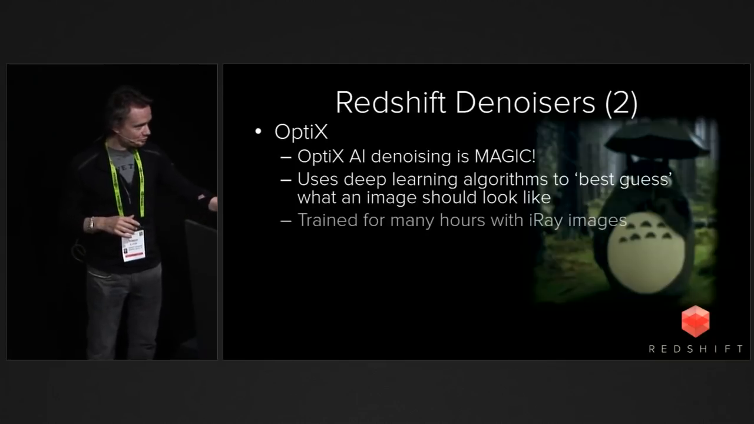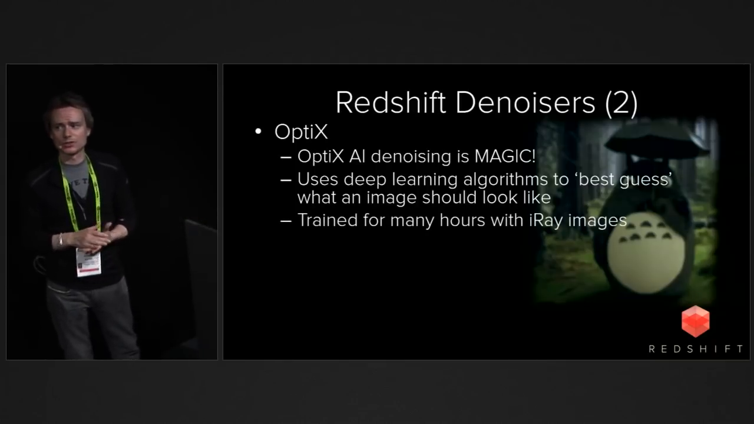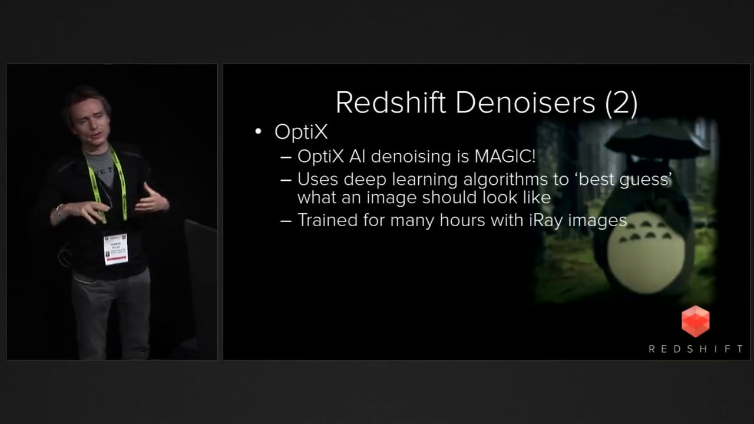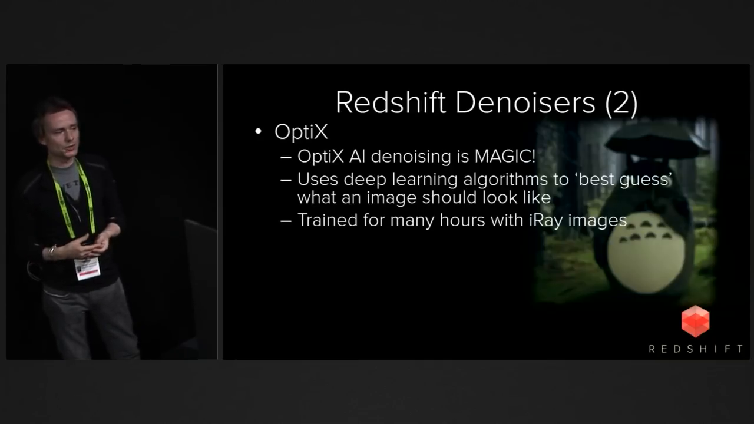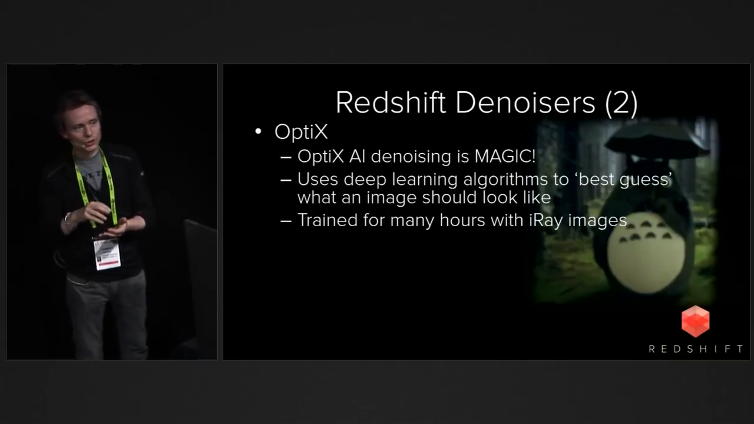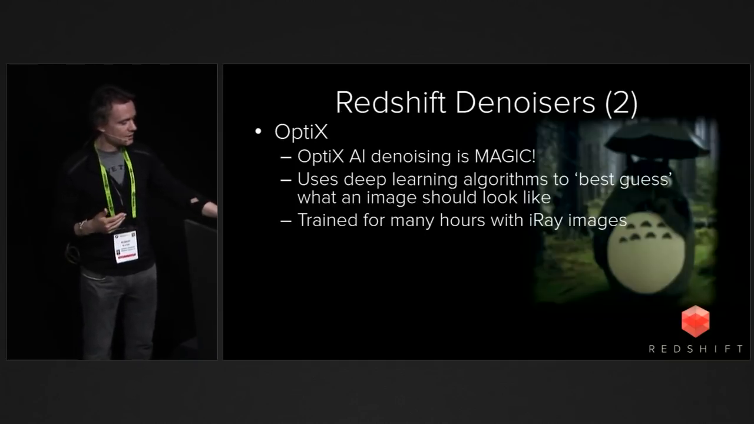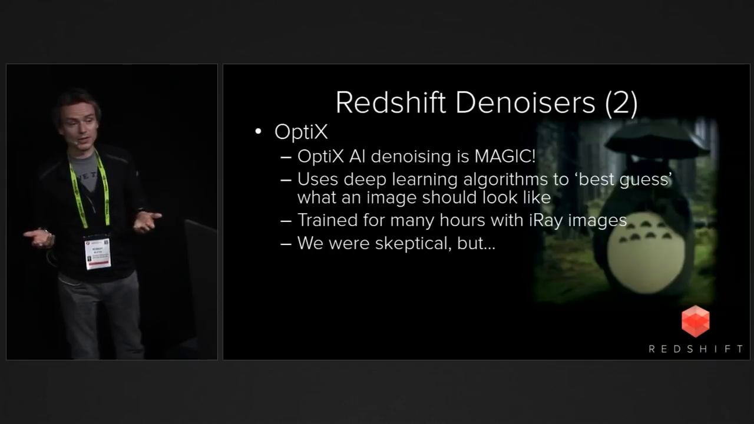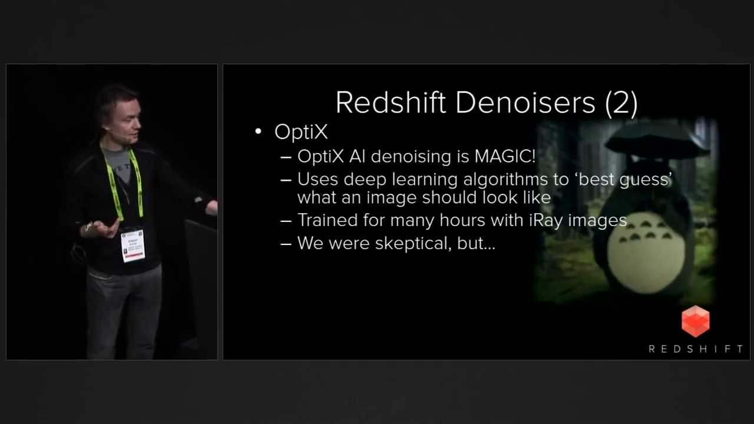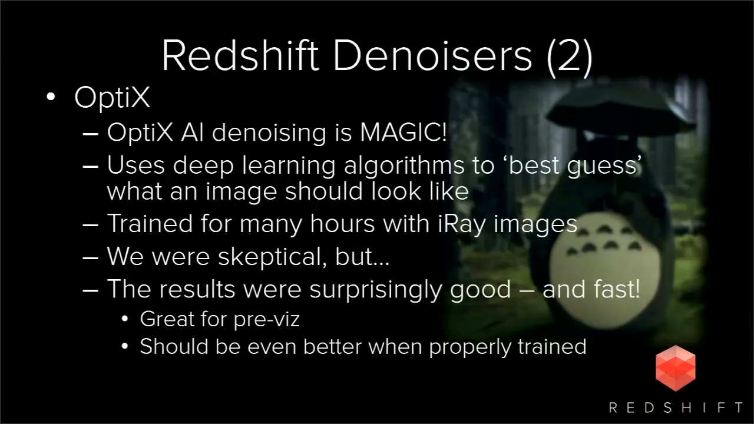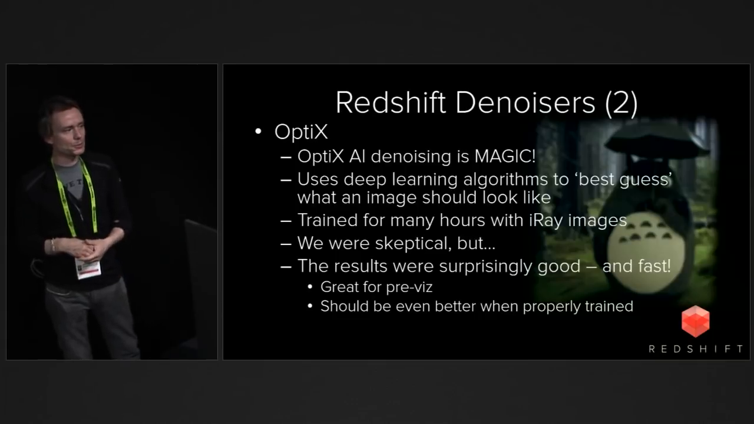And so when NVIDIA told us to test this, they were telling us that they used many thousands of hours of incredibly high quality images from Iray to train this neural network. So we were skeptical and thought, why would Iray images in a neural network work well with Redshift? So we tried it, and we were actually pleasantly surprised, because not only were the results pretty good, maybe there are some cases where they could be kind of splotchy, but they were very fast, which I think is very important to some people.